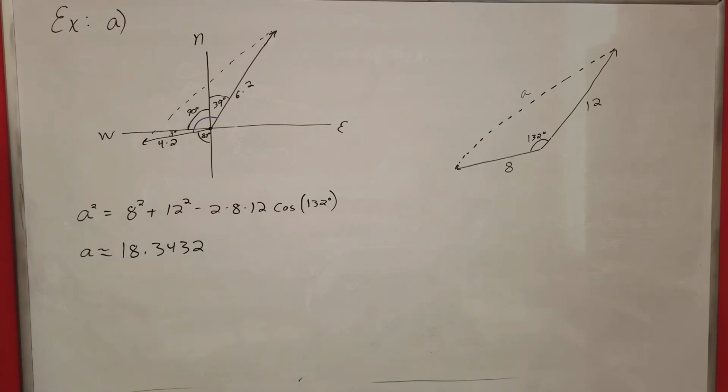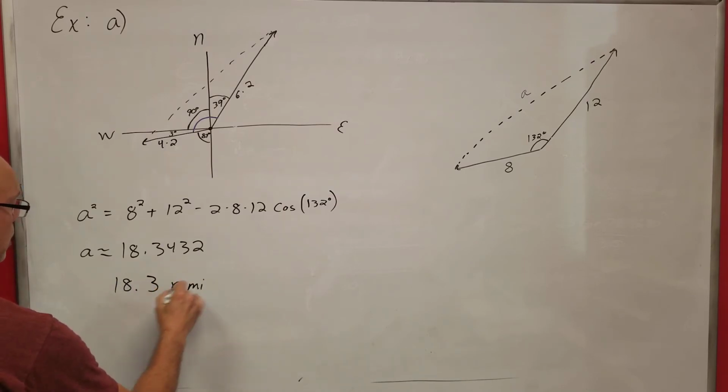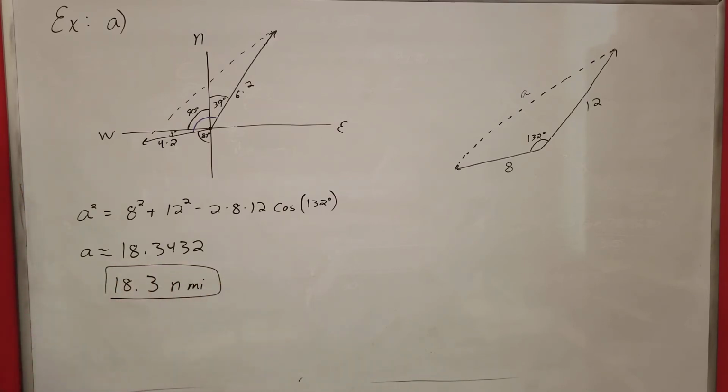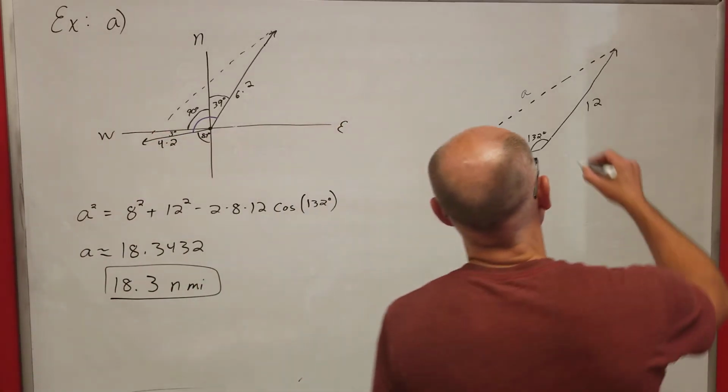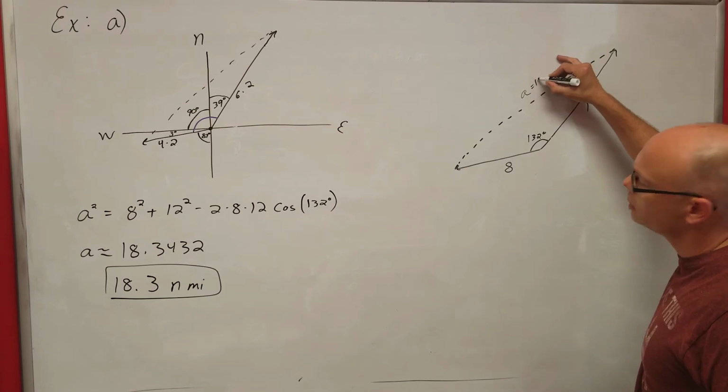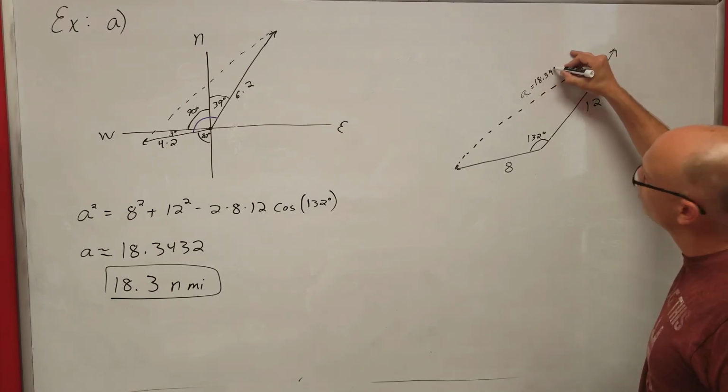All right, so Part A asks, how far apart are the boats at the end of 2 hours? It didn't really tell me how far to round, so I'm going to round to 1 decimal place. I'm going to say the boats are 18.3 nautical miles after 2 hours. Let me just go ahead and put up here too, that's 18.3432.